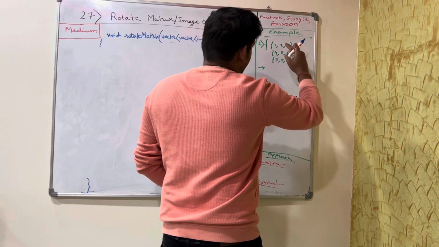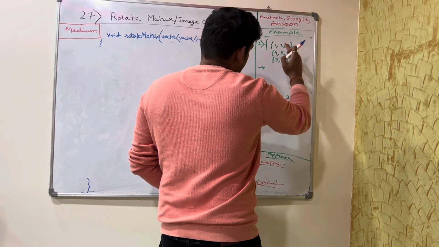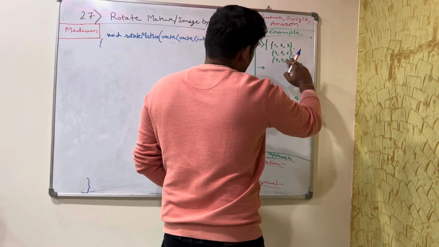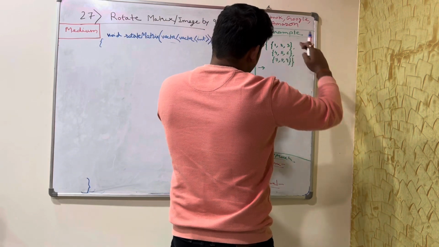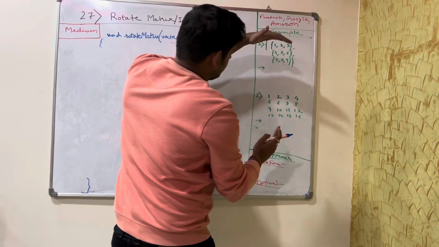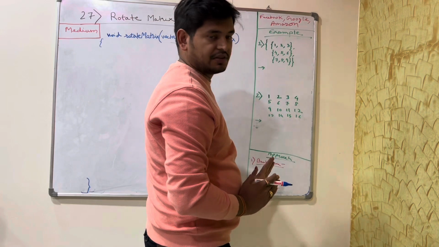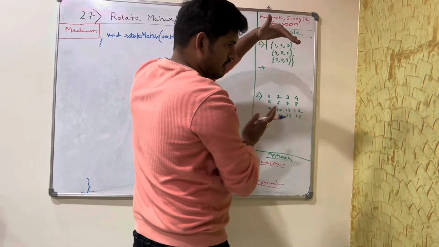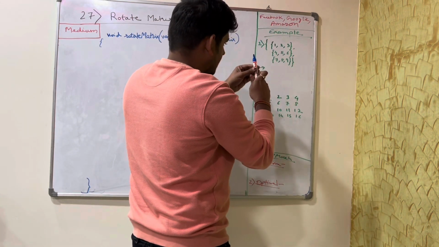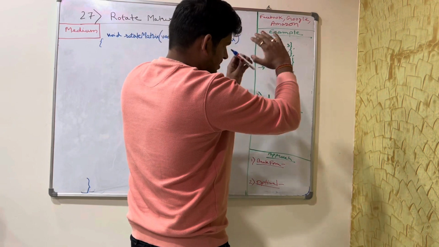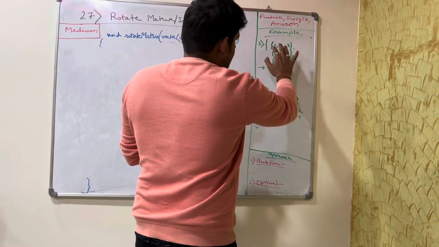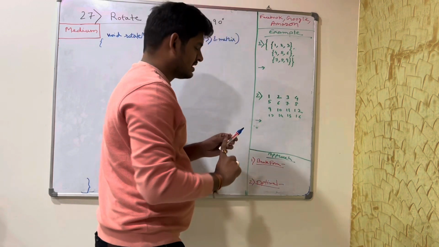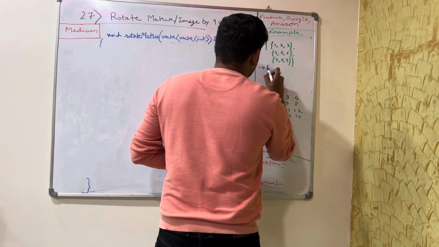The 4, 5, 6 second row will stay as the second column, and the third row, if we rotate it like this, will become the first column. Just like we rotate an image by 90 degrees, similarly if we rotate this matrix, it will look like this.